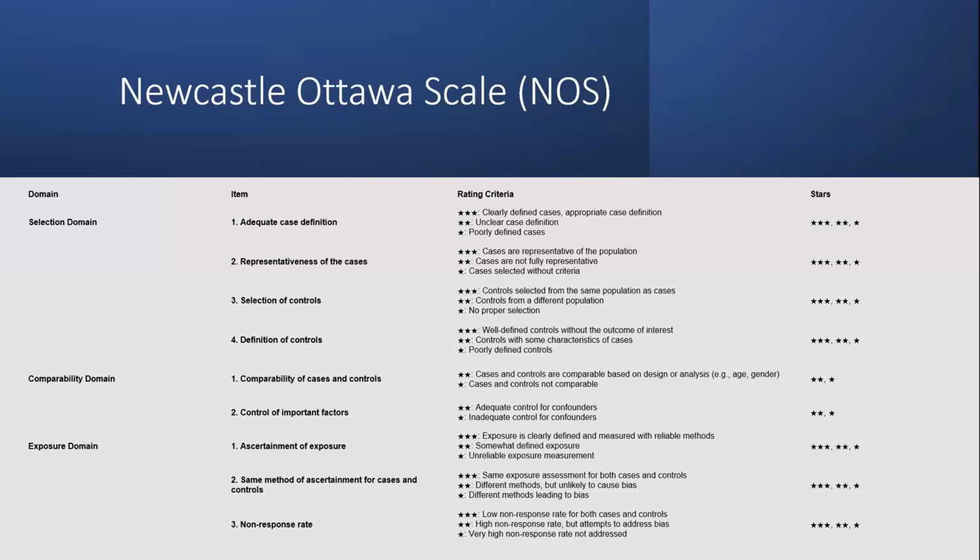Selection of controls: controls selected from the same population as cases, or controls from a different population, so no proper selection. We know that if cases are 60, for controls we should always try to take either double or triple. These policies have to be followed while recruiting the samples in case control studies. Then definition of controls: whether they have defined who their controls were, how they selected them, and what their outcome of interest was. Controls with some characteristics of cases means you will give a lower star, and poorly defined controls get the lowest.